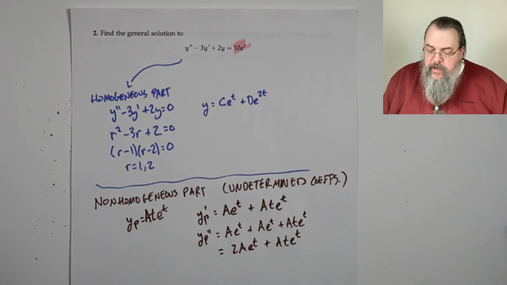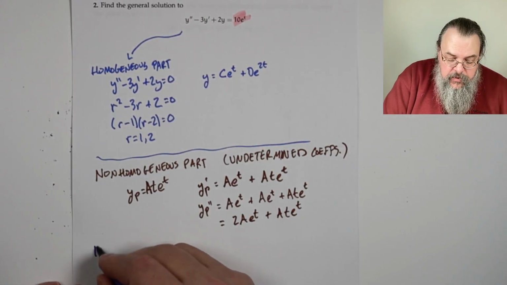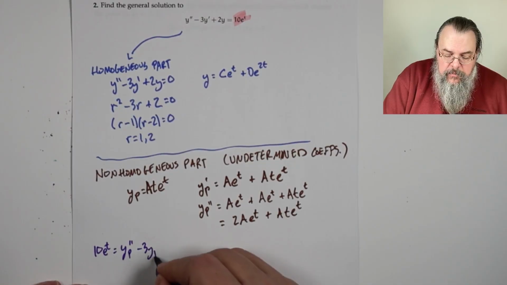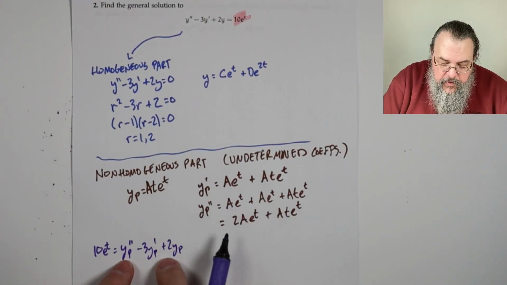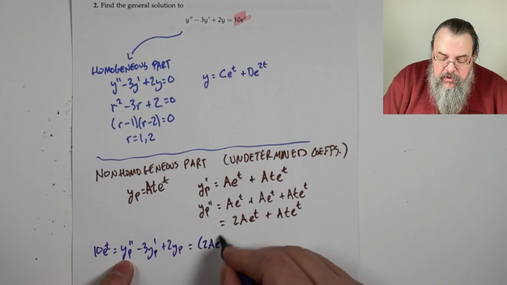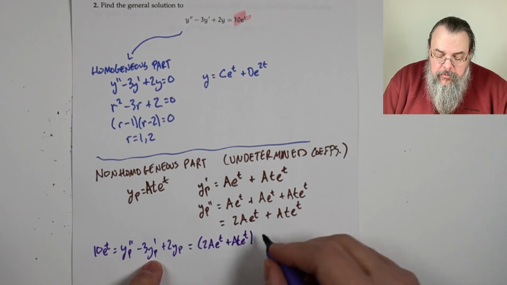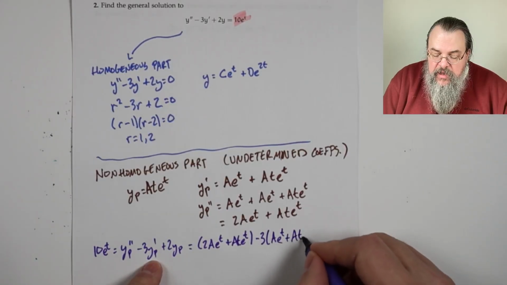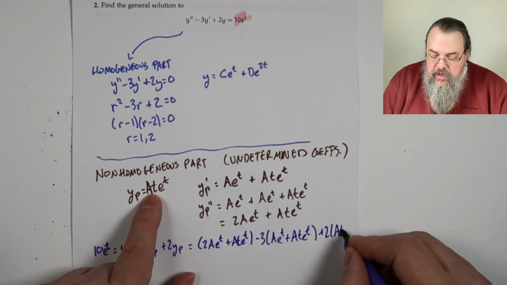All right, so when we do that, what's going to happen? Well, we're going to say that 10 e to the t is equal to yp double prime minus 3 yp prime plus 2 yp. Now we replace each one of those with what we have here. So that's 2a e to the t plus a times t e to the t for yp double prime, minus 3 times a e to the t plus a t e to the t for yp prime, plus 2 times a t e to the t for yp.